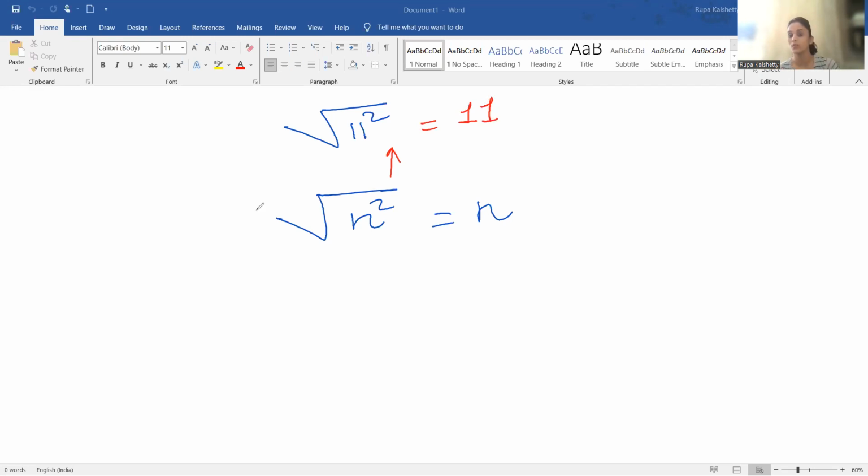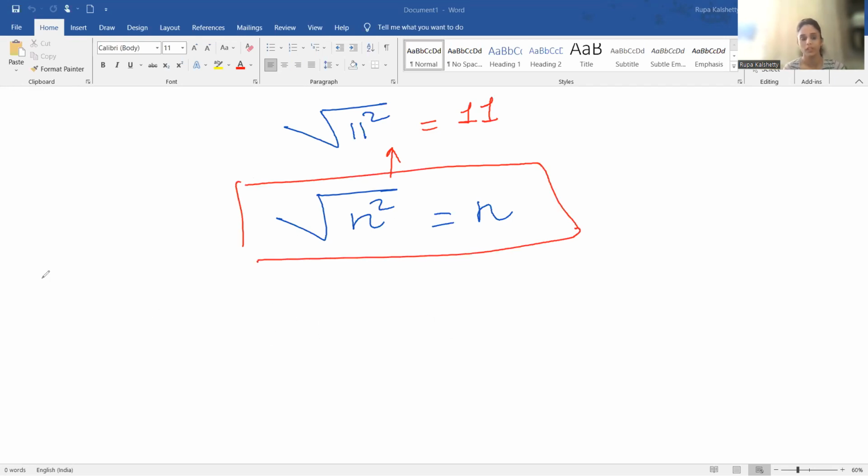Why this formula? Let's understand that part first. You should be knowing that root of any number can be written as n to the power of 1/2. Root or square root means the power or the exponent is half.